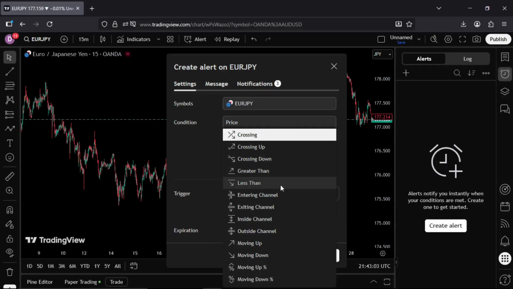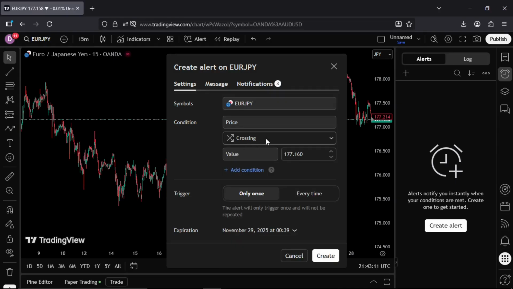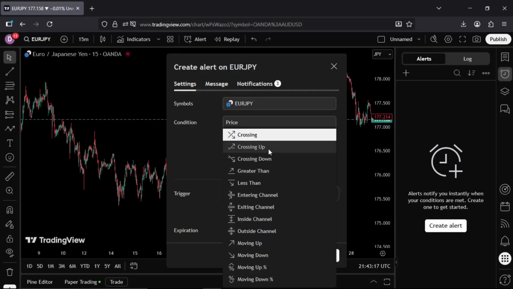And there are so many other options, so you could go in and just experiment with them. You can leave it on general crossing, or you could change it to the specific. Crossing up will be the one we want to use for the buy setups, and crossing down will be the one we want to use for the sell setups, like I'll show you later on.